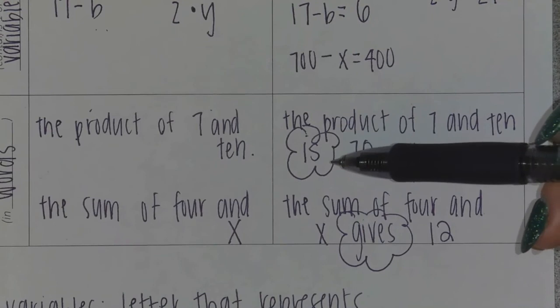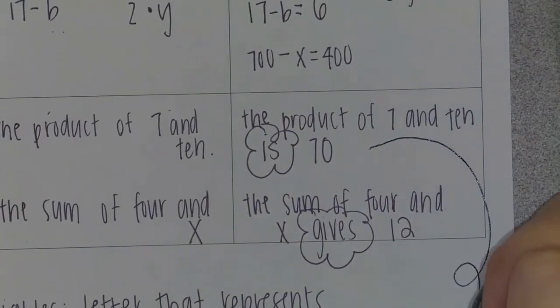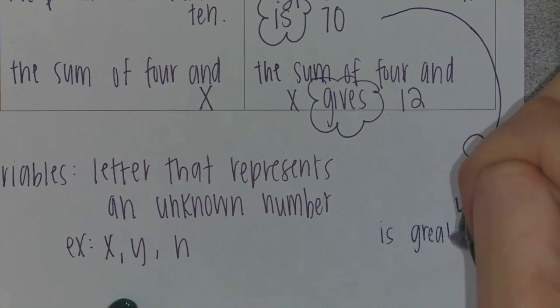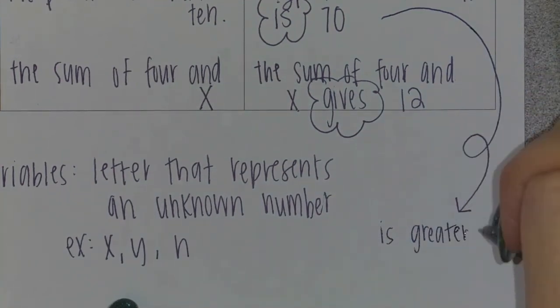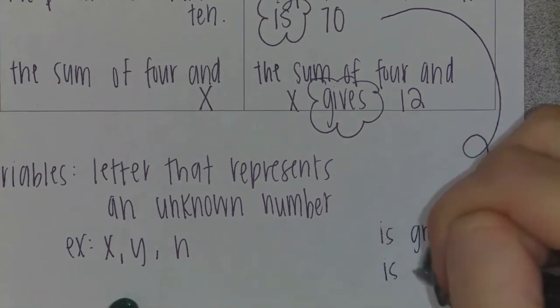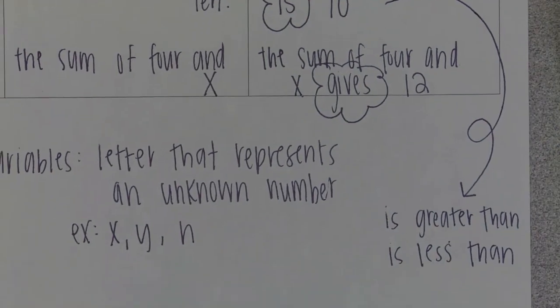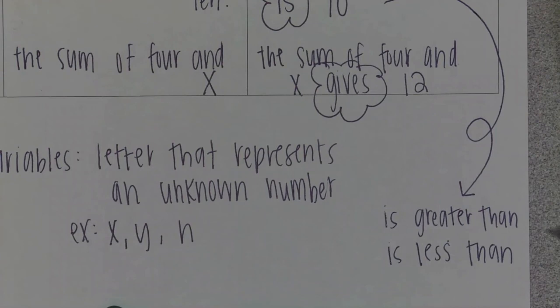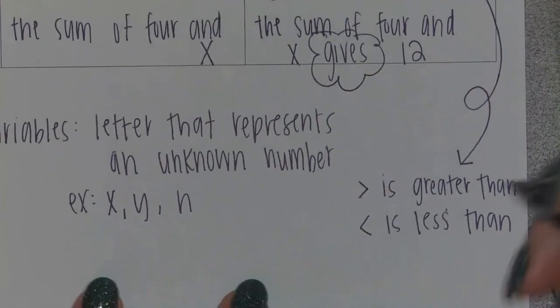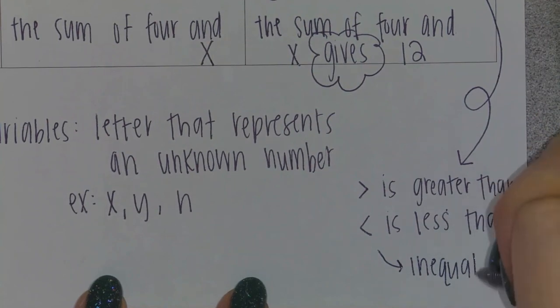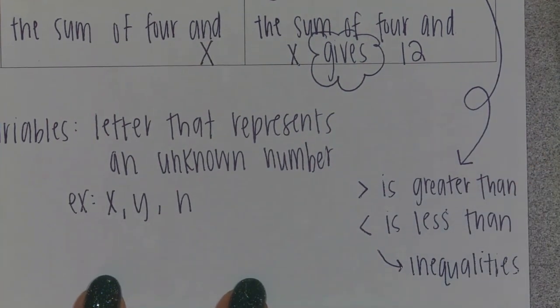Now, there is an exception to the word is. Okay, our one exception to the word is if it's followed by the words is greater than or is less than. Now, if you see the word is followed by greater than or less than, we don't use equal signs to show greater than or less than. We use this for a greater than, this for a less than. Those 2 signs right there are what we call inequalities. And we'll talk about those later on, but those are different than an equation.